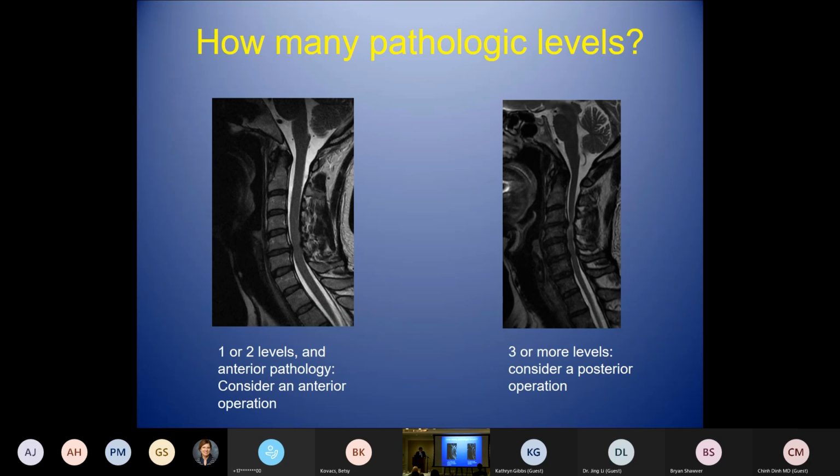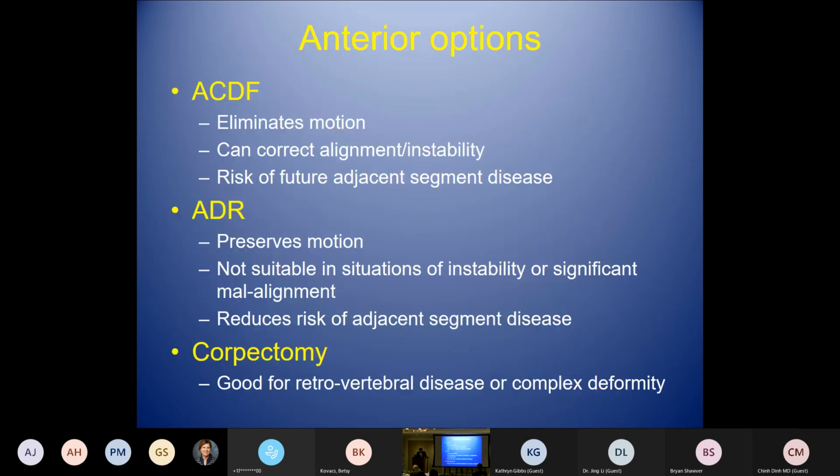The other question is how many pathologic levels are there, right? If there's 1 or 2 levels of pathology, then an anterior operation is a very easy, elegant, nice thing to do for that patient, because the recovery from an anterior operation is actually very quick and very easy. If there's more than 2 or 3 levels of pathology, then I tend to start thinking about, can I do something posteriorly for this? The reason for that being a multi-level operation from the front can carry a risk of a higher incidence of dysphagia and other kind of approach-related complications that we don't typically see with a posterior approach.